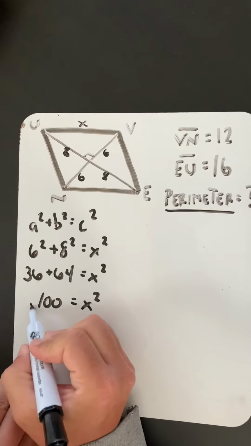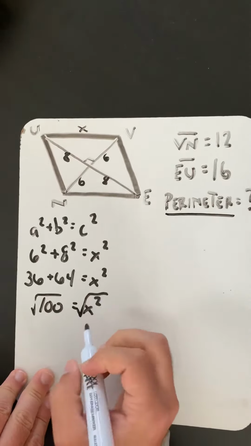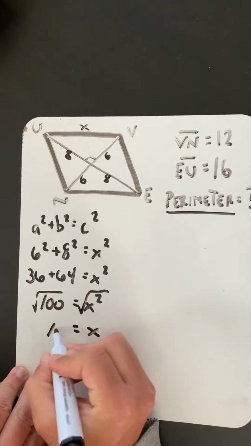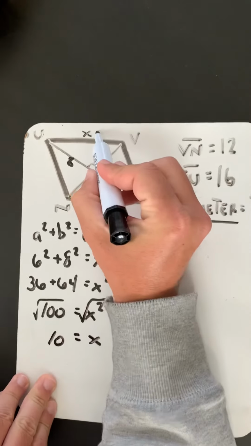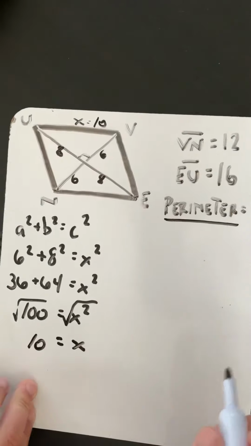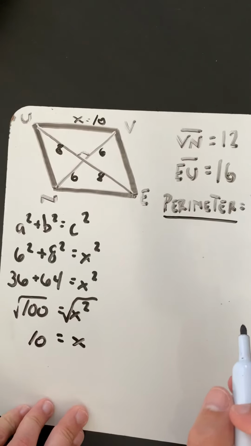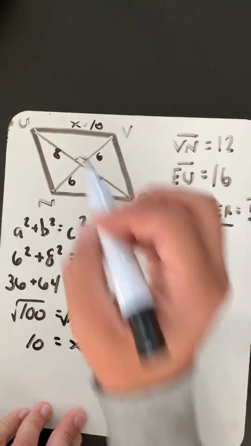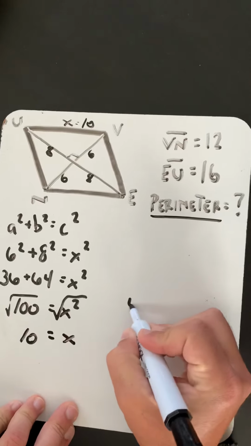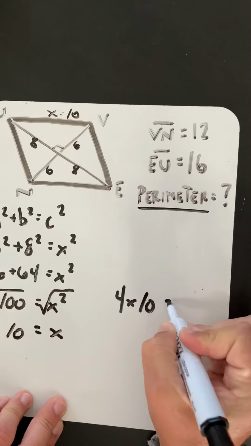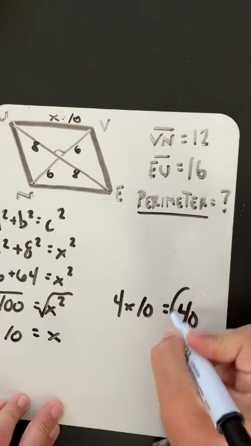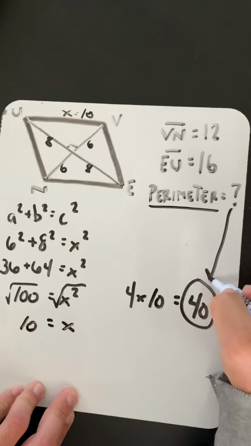The square root of 100: you take the square root of that side and that side, you're left with x over here, and the square root of 100 is 10. So the side is equal to 10. And like I mentioned before, if we have 4 equal sides and one side is equal to 10, 4 times 10 equals 40. So our perimeter is 40.